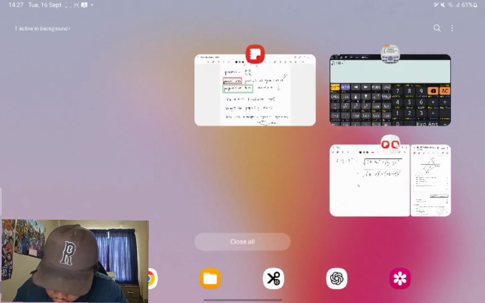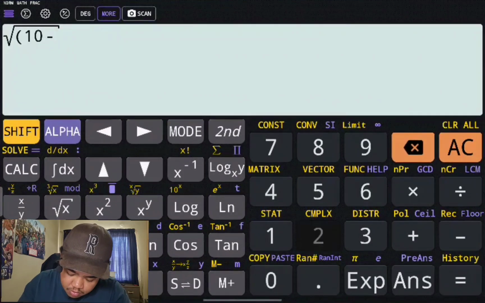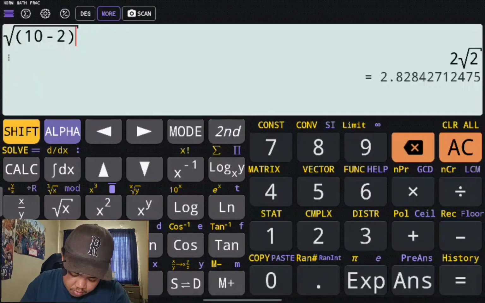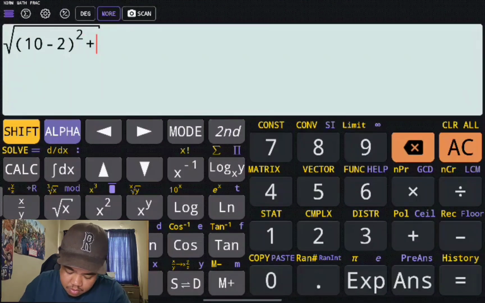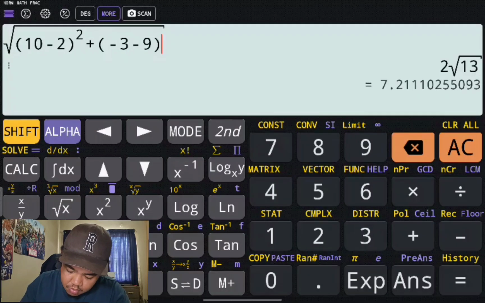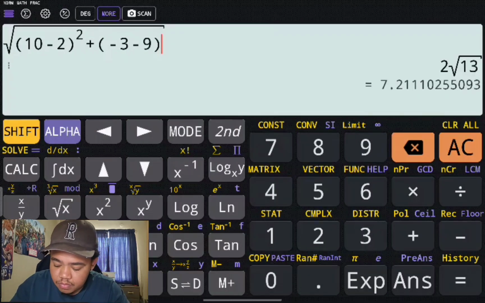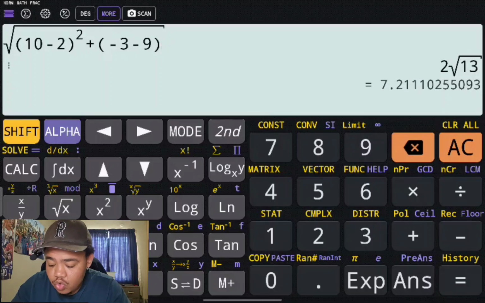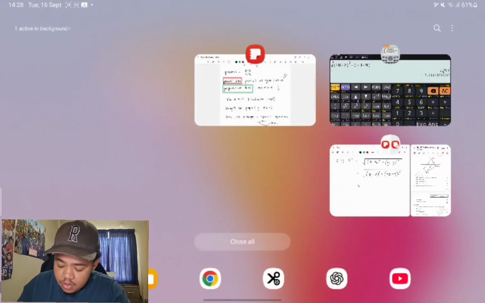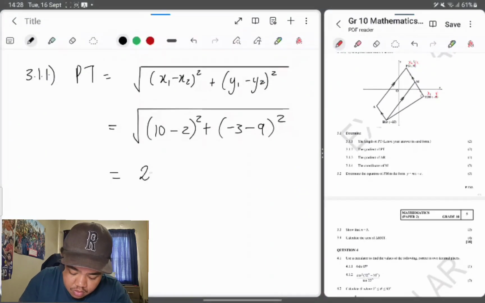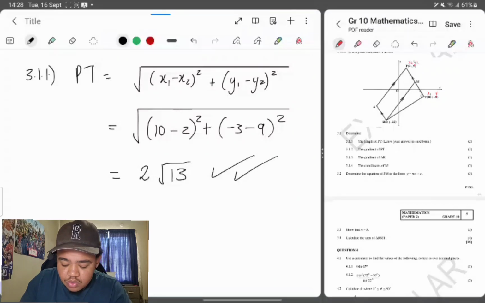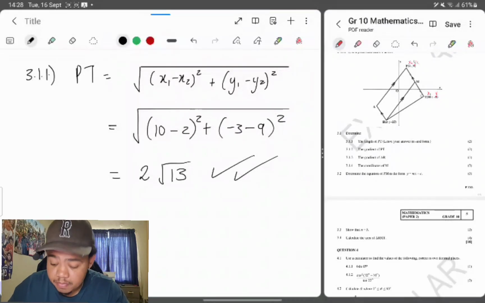Ten minus what was it? 2. 10 minus 2 squared plus negative 3 minus 9. Right, there's your answer. Instead of writing 7.2111, you can just use the third form, which is 2 square root 13. And there's your 2 marks. Very simple and very easy. Okay, cool. Next question.